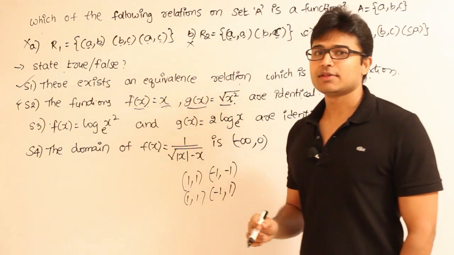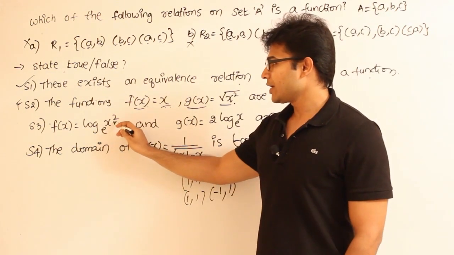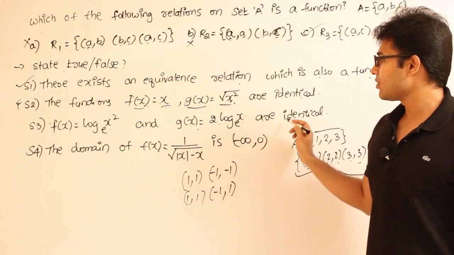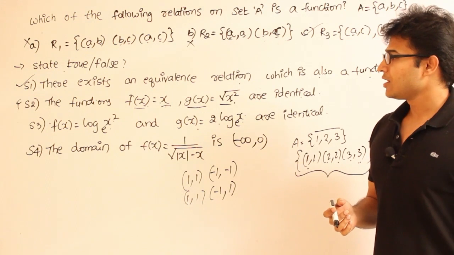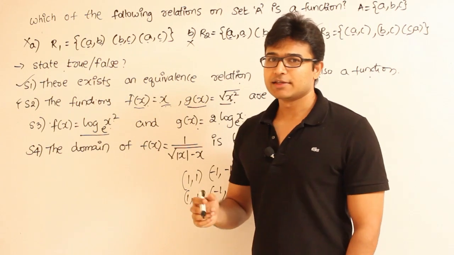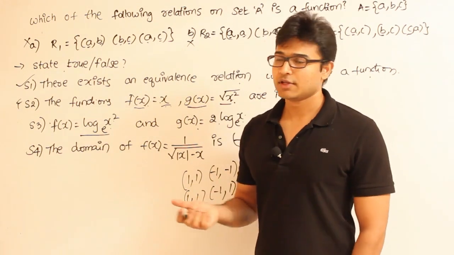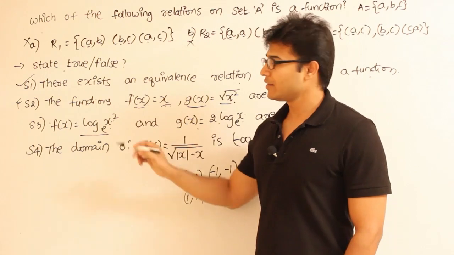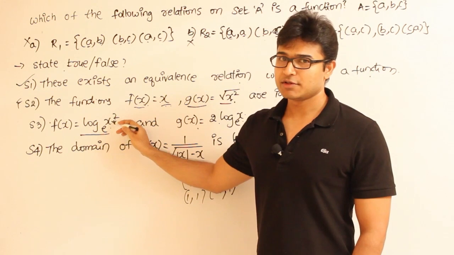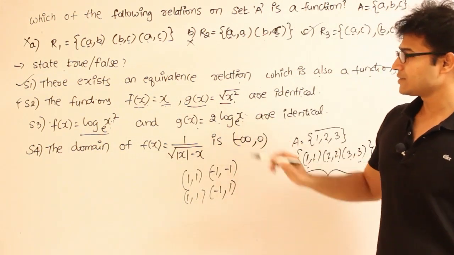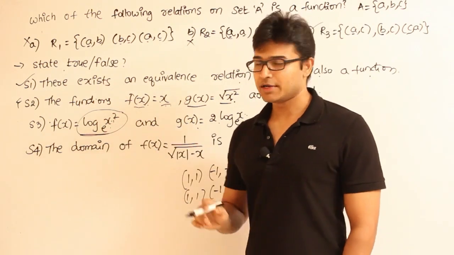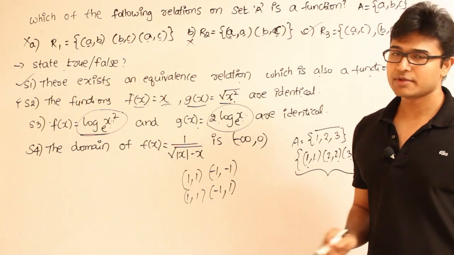Now look at the next one. f of x equal to log x square base c and g of x equal to 2 log x base c are identical. They are saying that these two are identical, but they are not identical at all. The reason is, if you observe this one, here x can be anything other than 0. Except 0, x can take any value, either positive values or negative values, both are allowed. You can give x equal to 1 as well as x equal to minus 1, but here you cannot give x equal to minus 1, which means this is defined for all the values other than 0, but this is defined for only positive numbers.